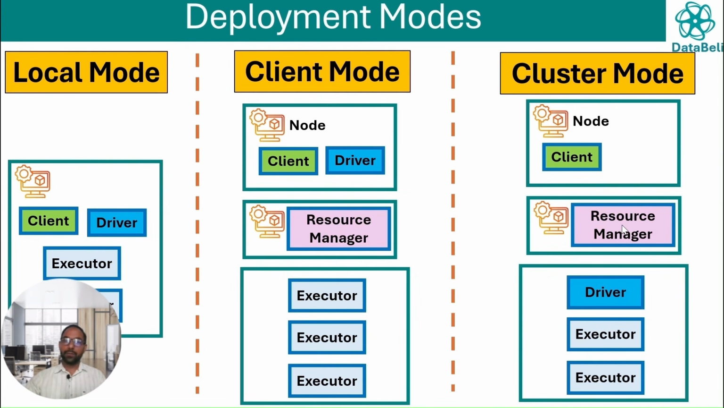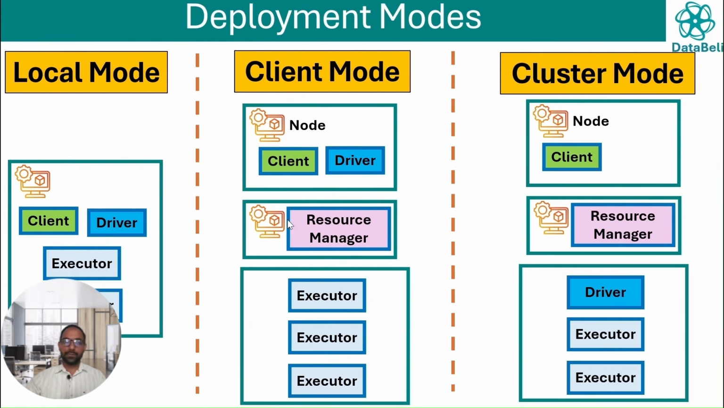So the resource manager will give the client access to a driver, and then the client will submit the code, which will run on the driver in the cluster. Then the driver will distribute the job to the executors by coordinating with the resource manager, and the job will get done. So these are the different modes available.